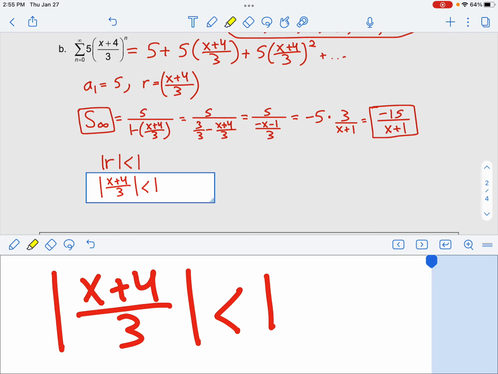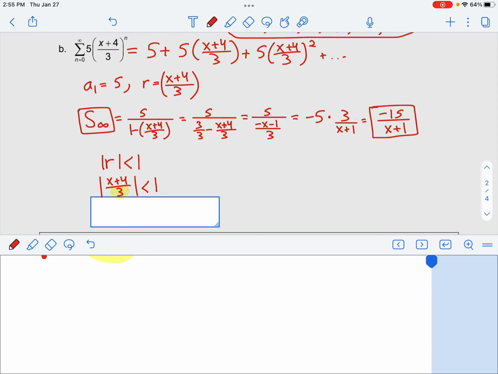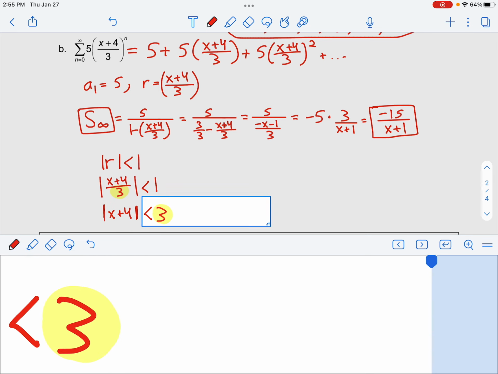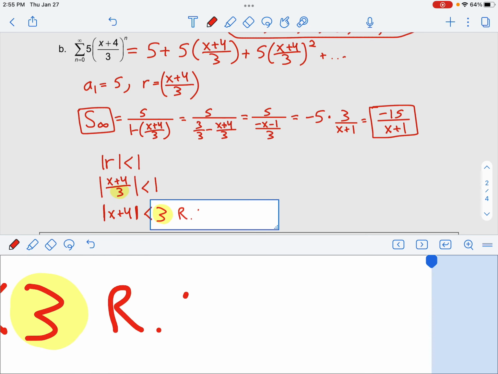But here's what I can do. This 3 in the denominator does not affect the absolute value. So technically I can pull this out, and then I can multiply it over to the other side. So I can rewrite this as the absolute value of x plus 4 is less than 3, because I can multiply it to the other side. And now this 3 here, now I'll shorten it up. This is the ROC, the radius of convergence.